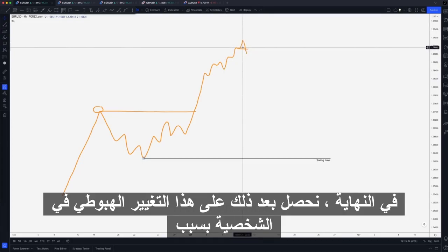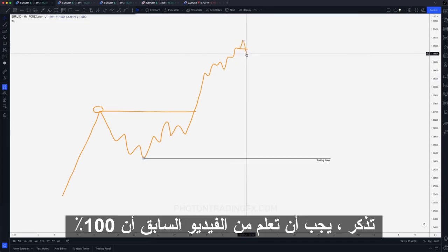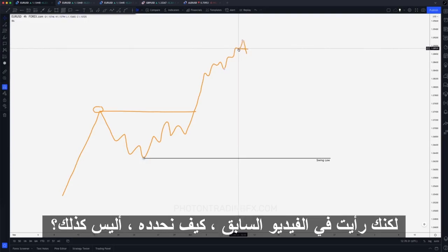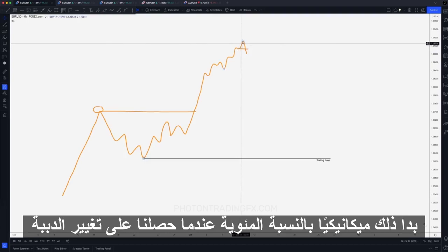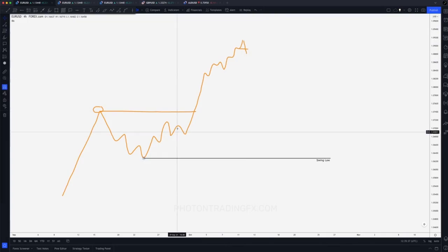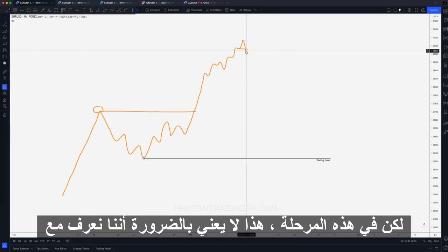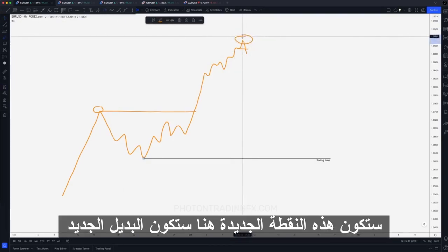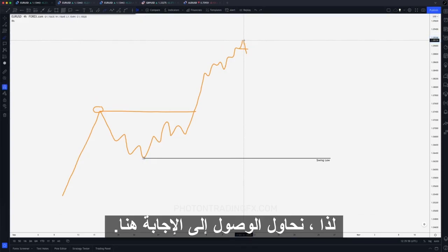Eventually, we then get that bearish change of character, because remember, you should know from the previous video that is 100% mechanical, because we're defining it. I don't want to go over it again, but you've seen in the previous video how we define it. When we get the bearish change of character, all that does is signal potentially we're going to pull back. But at that point, that does not necessarily mean that we know with 100% certainty that this point here is going to be the new swing high. So I'm trying to get here to the answer.